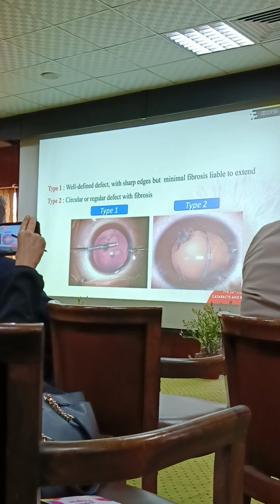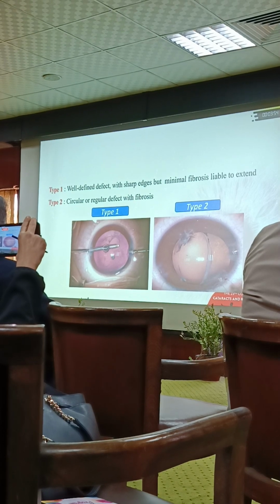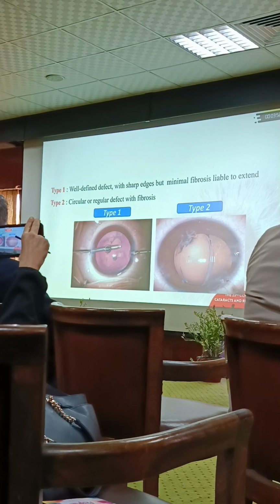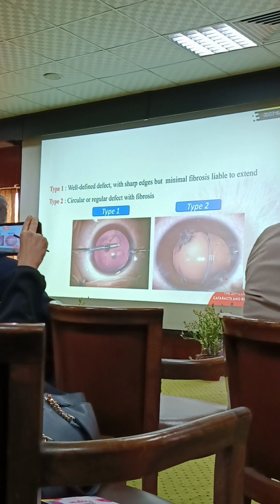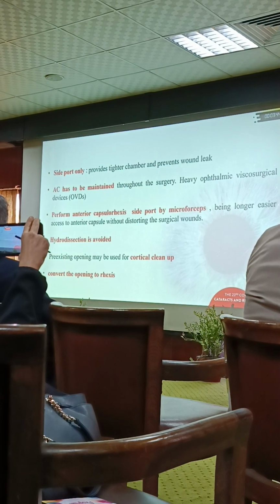There are two types of opened capsule we may face. Type 1 is not very safe because the capsule is not fibrotic, and therefore it is liable to extend during surgery. Type 2 is fibrotic, and it is safer to deal with during surgery.